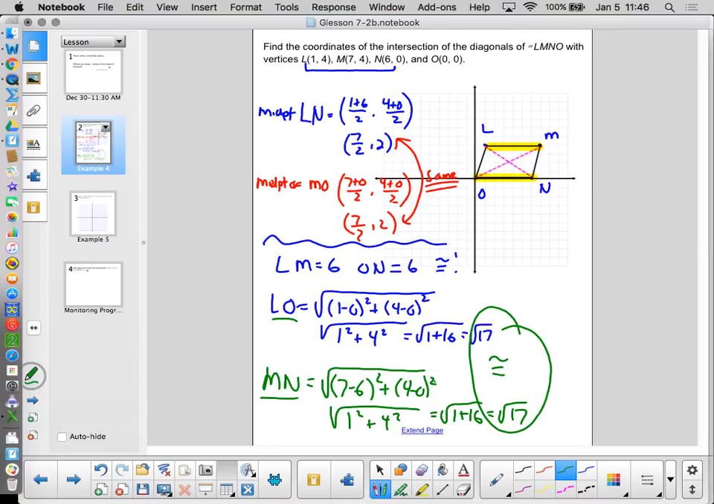I really can't in the coordinate plane prove that opposite angles are congruent unless we have just right angles, because we can't measure angles in the coordinate plane with techniques that we know at this point. That's more of a pre-calculus type topic. But we can prove opposite sides are congruent. We could show opposite sides parallel by measuring slope.